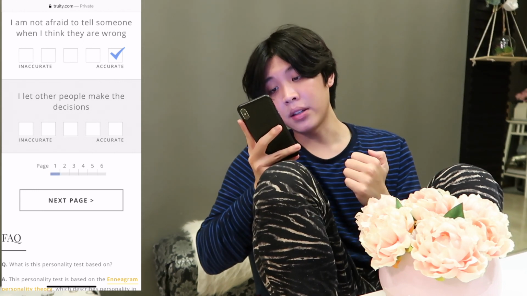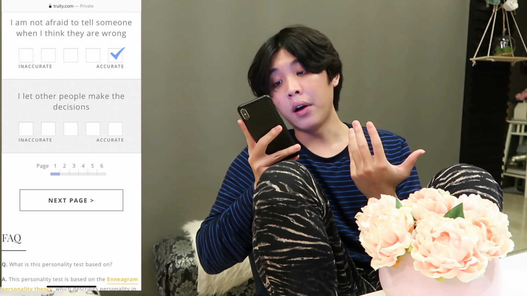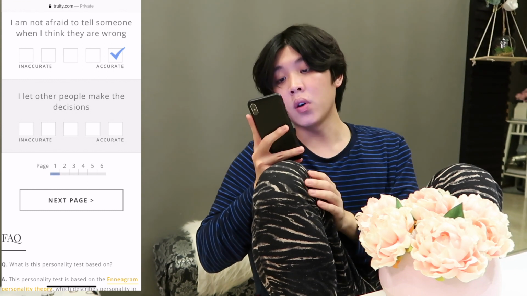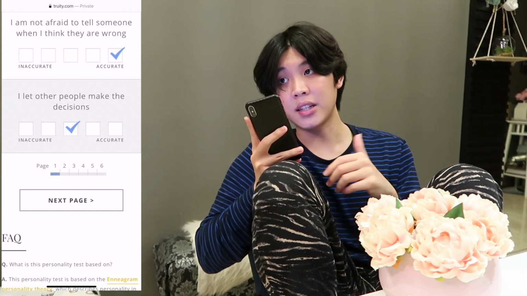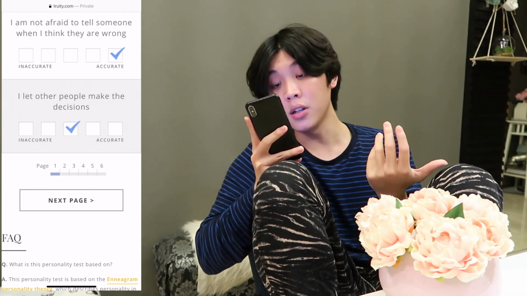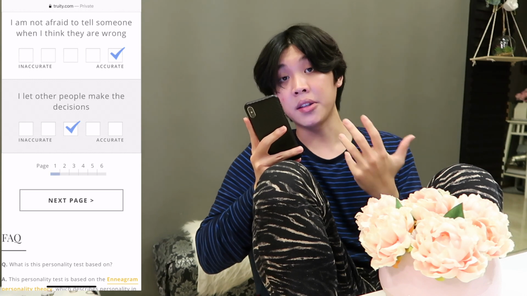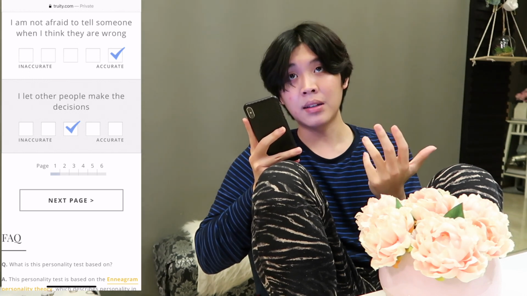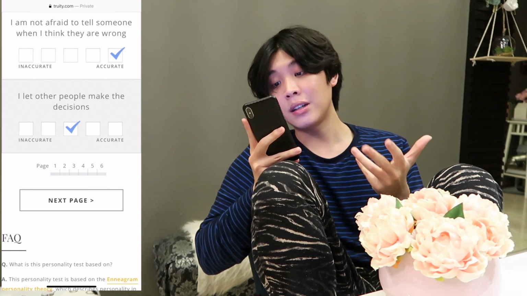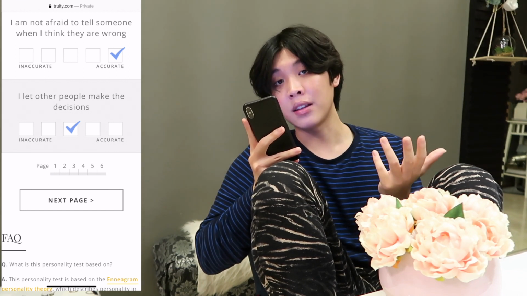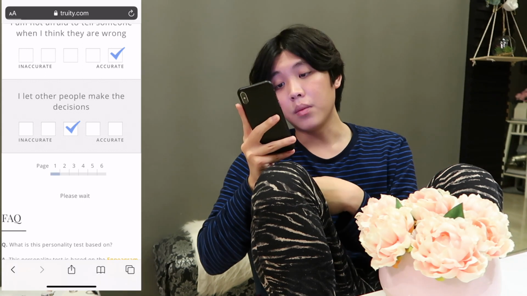I let other people make the decisions. Well, I'm gonna go with neutral for this because when it is time for me to make a decision that will affect my future, then I'll definitely be the one making the decisions. But if it is something that doesn't really affect my well-being, then I honestly don't mind letting others have the chance to make the decisions.